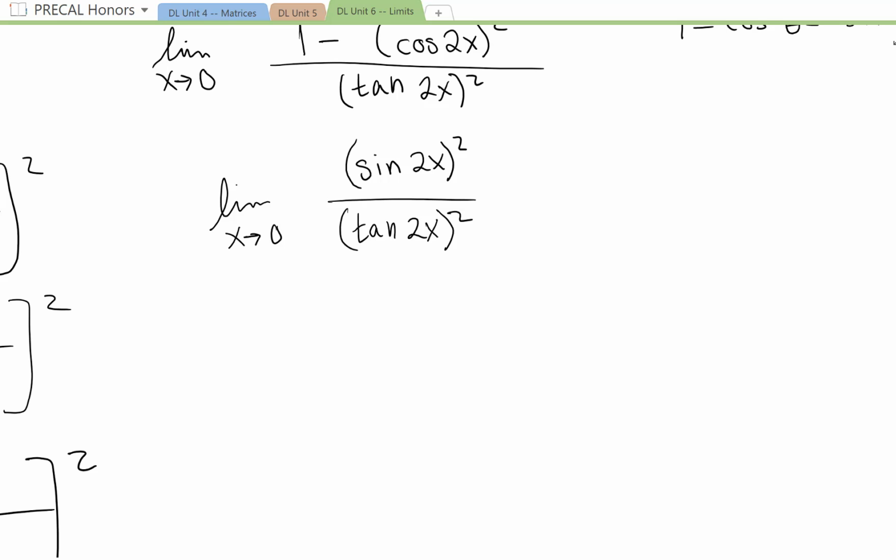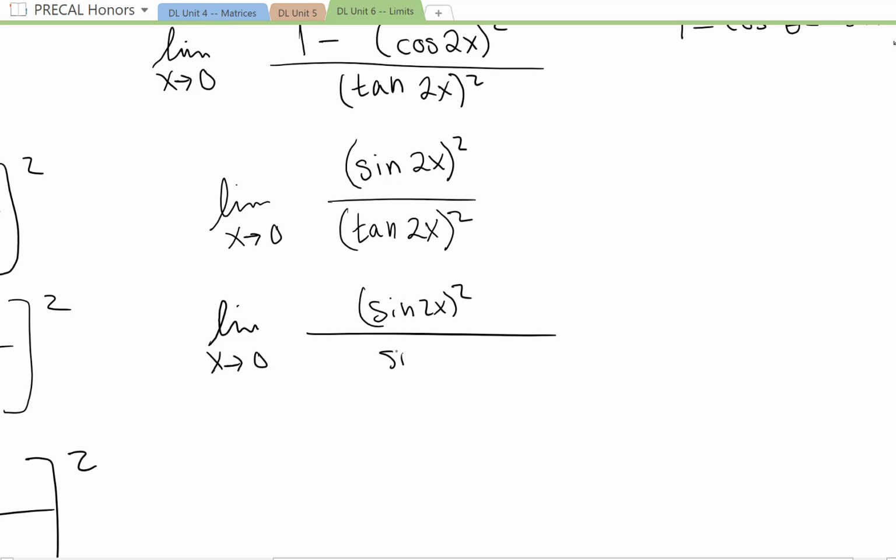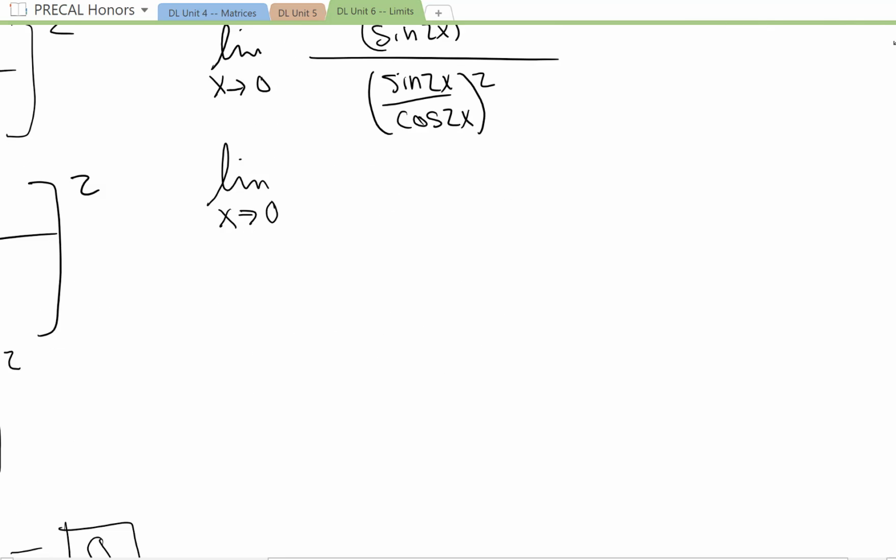Now I know I can write tangent in terms of sines and cosines in order to simplify this out. The limit as x approaches 0 of sine 2x quantity squared over sine 2x over cosine 2x, all of it squared. Remember, when we divide fractions, we just multiply by the reciprocal.